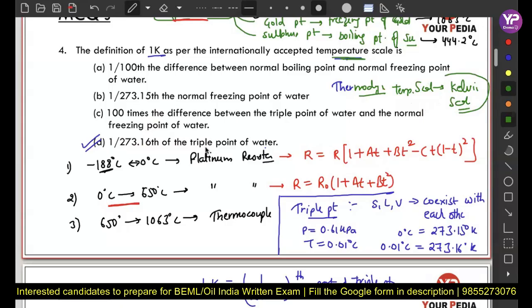Any doubt? If you have any doubt, please let me know.